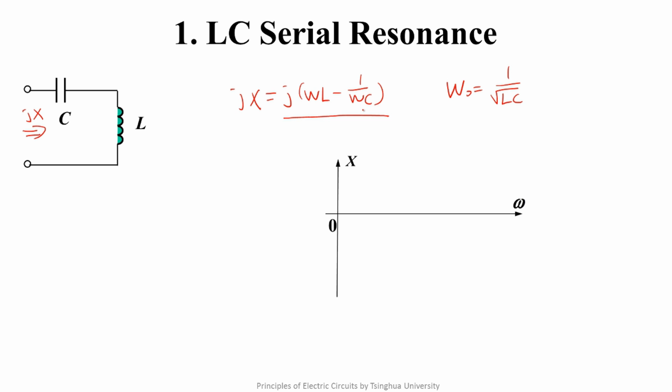When omega tends to be zero, this part plays a leading role. It's a characteristic of a capacitor. The curve is like this, a negative reciprocal curve. When omega tends to be infinite, this part plays a leading role. This is a characteristic of an inductor. The sum of the two curves, when omega goes from 0 to infinite, is the frequency characteristic of the port reactance.